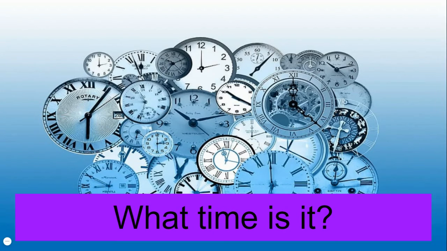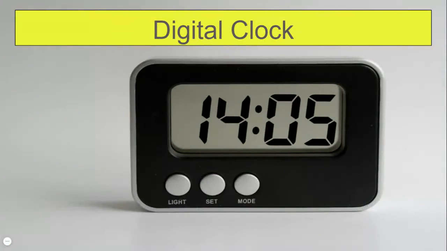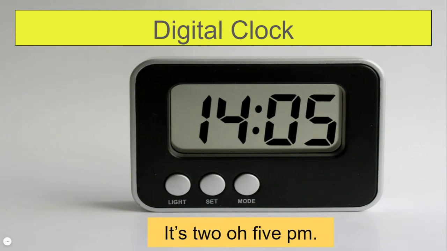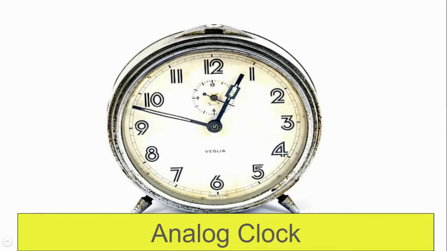You already know how to read a digital clock. So what time do you see? Yes, it's 2:05 p.m. Right now we will deal with analog time. Let's have a closer look at this clock.